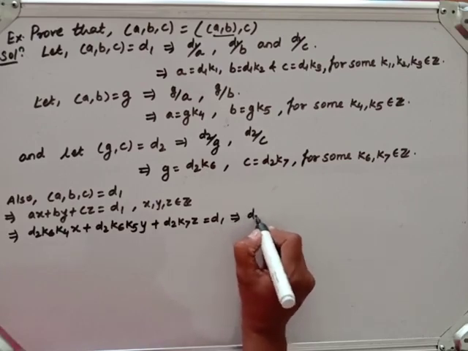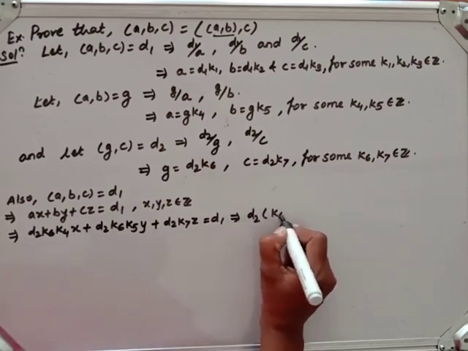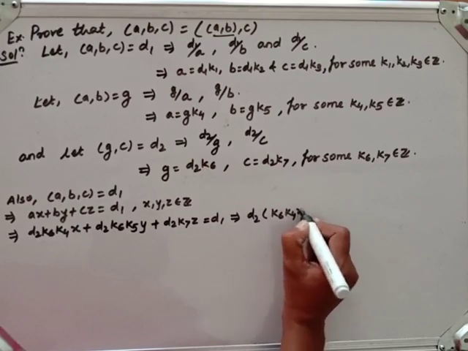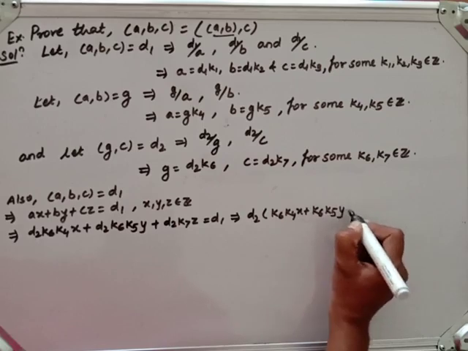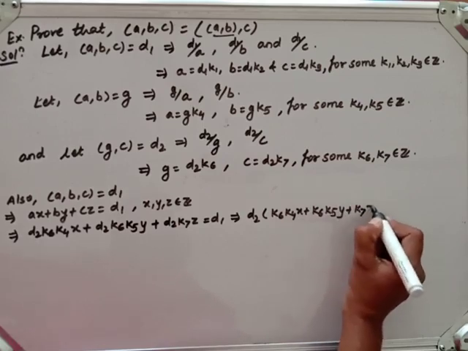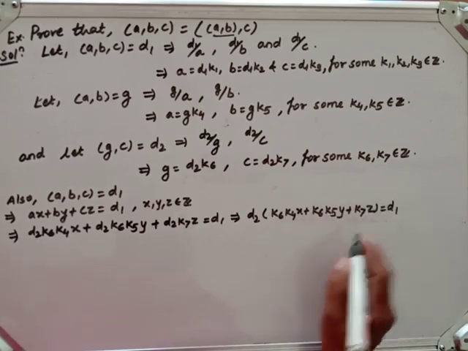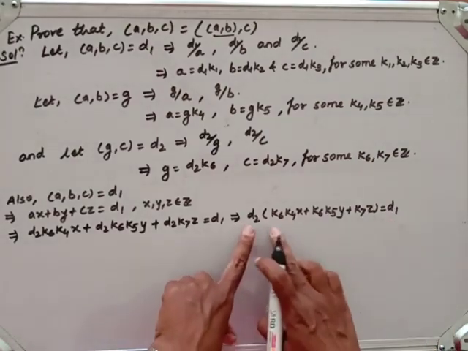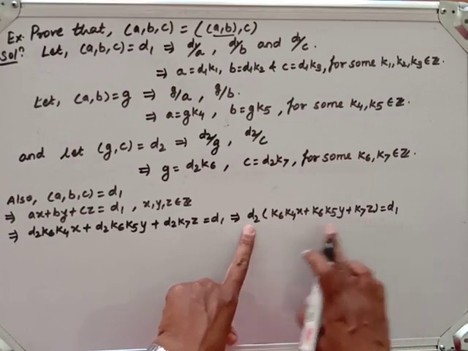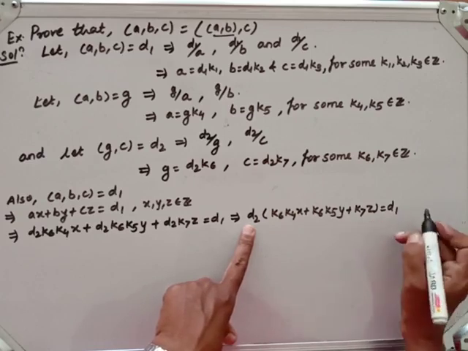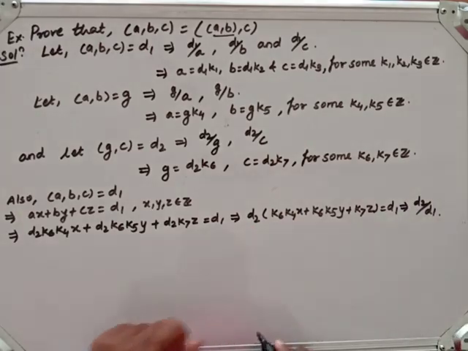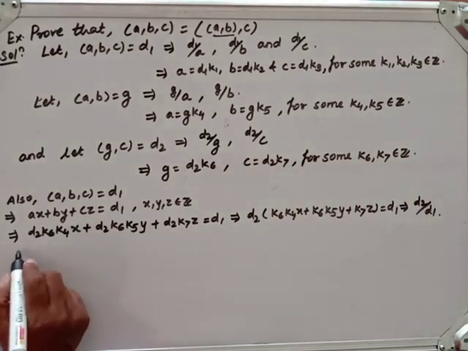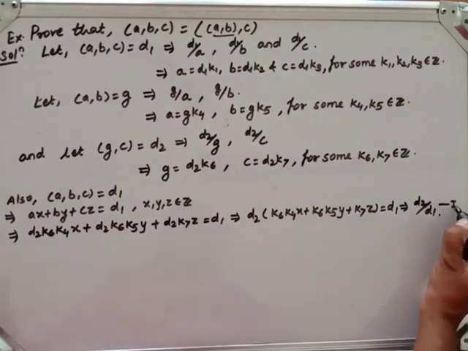Now what does this give? This gives D2 into K6 K4 X plus K6 K5 Y plus K7 Z, that is equal to D1. Now D1 is equal to D2 into some multiple, and this multiple is an integer. So this says D2 divides D1. Call it as equation number 1.